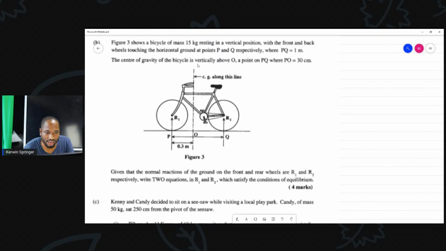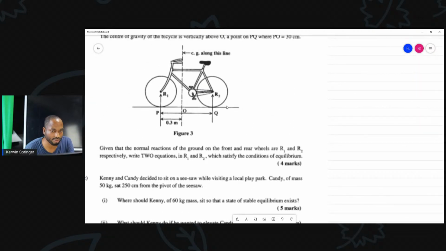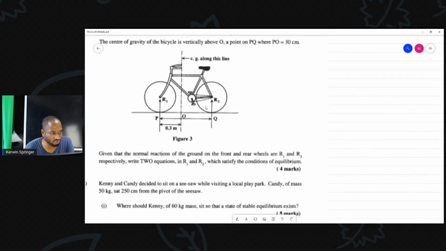Did they give us a value we can use for the line of action of the force? We can call it W, at the center of gravity, PO. They gave us the mass of the bike, 15 kilograms, and they give us what to use for g. Yeah, g is 10. Somebody said R1 equal to R2. That's a fast way to lose marks.